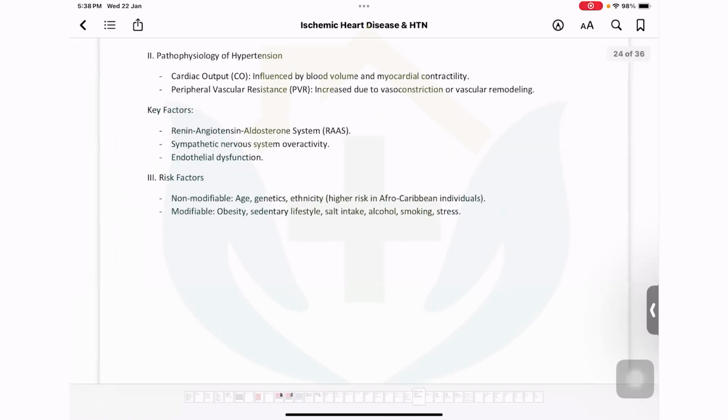What is the pathophysiology of hypertension? Number one, there is high cardiac output influenced by blood volume and myocardial contractility, along with increased peripheral vascular resistance, which is due to vasoconstriction and vascular remodeling. The important key factors to understand in hypertension are number one, renin angiotensin aldosterone axis, because everything that we are inventing these days, we are using these days, we are trying to manage and manipulate these days is this system only. Second is sympathetic nervous system overactivity.